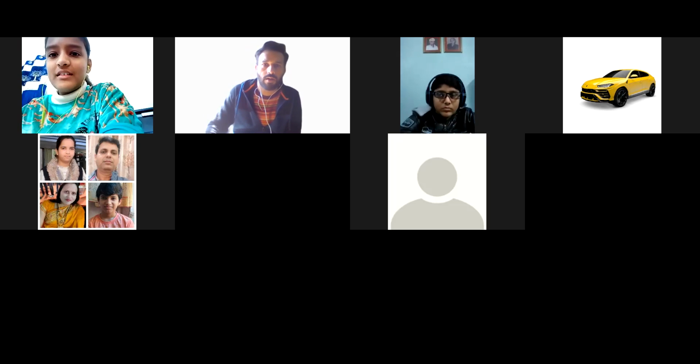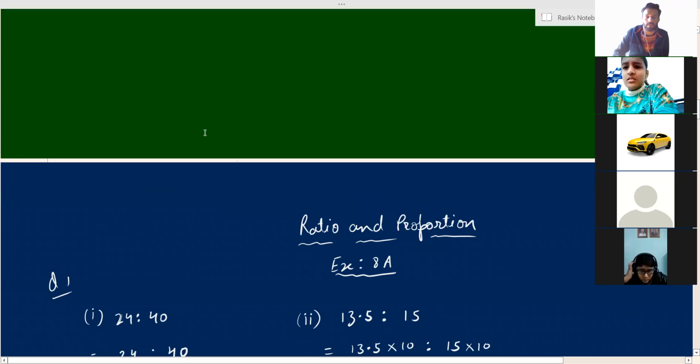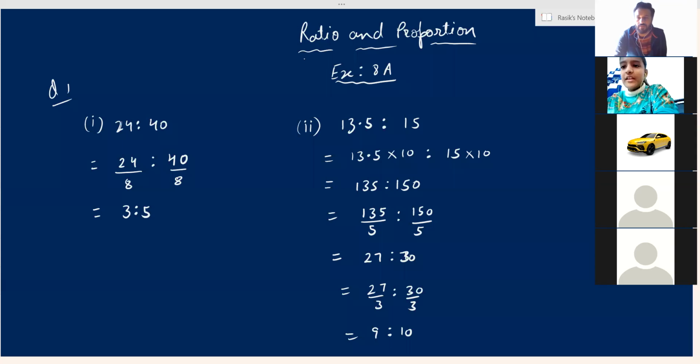Sir, we are doing chapter 8, exercise ratio and proportion. We start from the first question, second part. Sir, in section A we have not done the second part; in section B we have done it. No problem, I am explaining the second part, all of you. Please pay attention. Correct, question one, second part.